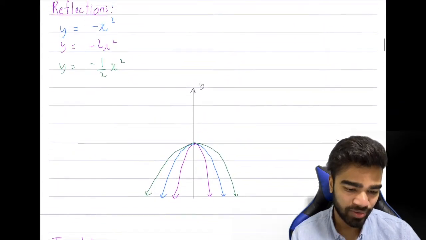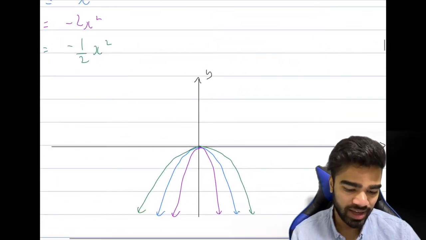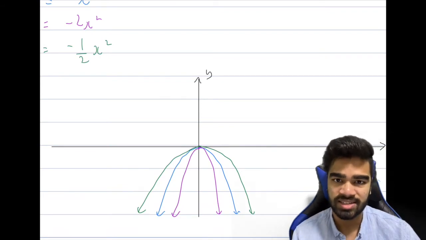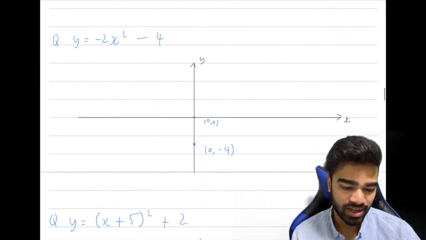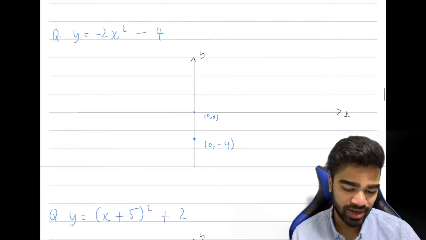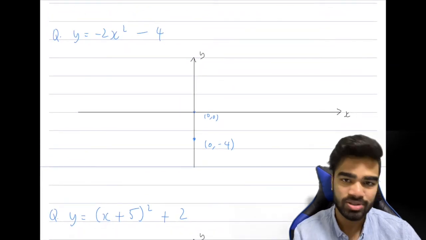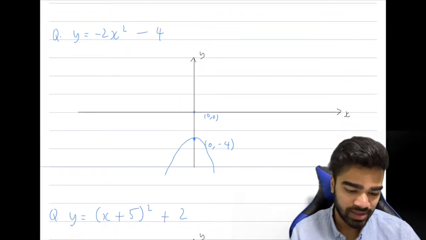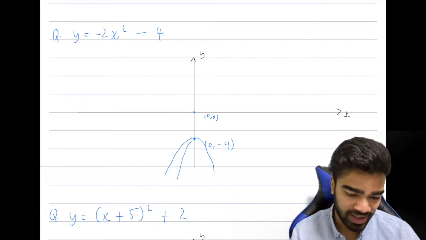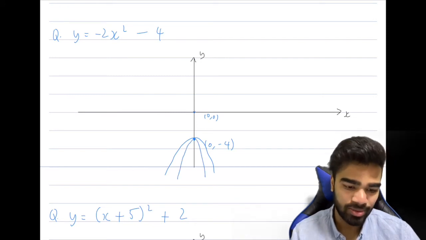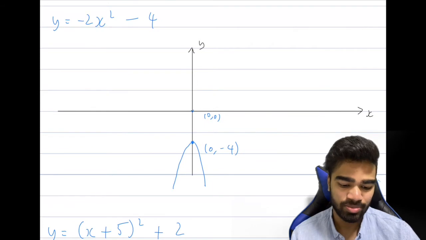Well, if you go all the way back to reflections, the negative 2 is actually flipping the graph and making it skinnier. So we find the turning point for this graph, which is 0, negative 4. But because of that negative 2, it's going to flip the graph, so it's going to be upside down, and it's going to make it skinnier, like we talked about before. So actually, this would be your final graph.